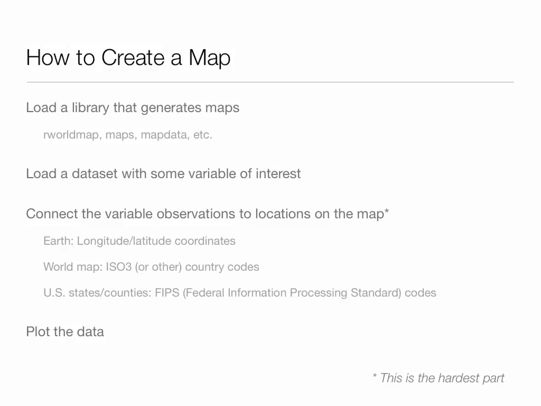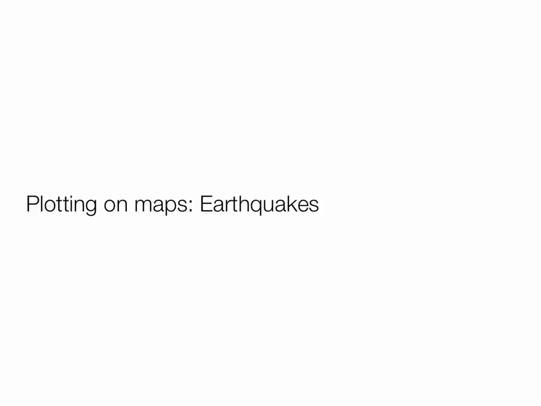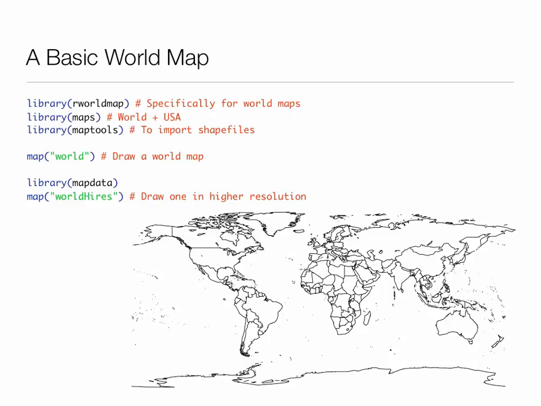Okay, so we're going to do today an example of plotting things just using latitude and longitude, because it's the most straightforward way to do it. And the best way, one of the easiest ways that we can show how to plot things on a world map is to plot earthquakes. So how do we draw a world map? First of all, we need a couple of libraries. We'll bring in our world map library, which exists for world maps. We'll bring in the maps library, which has both the world in it and the USA, and we'll bring in the Map Tools library, which allows us to import shapefiles. That's going to be important later on.